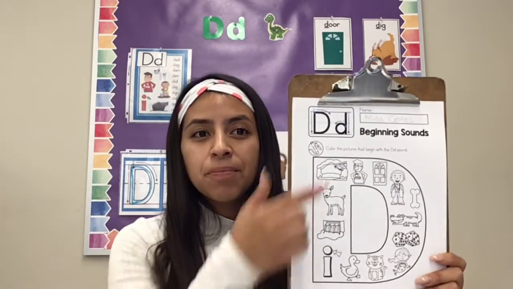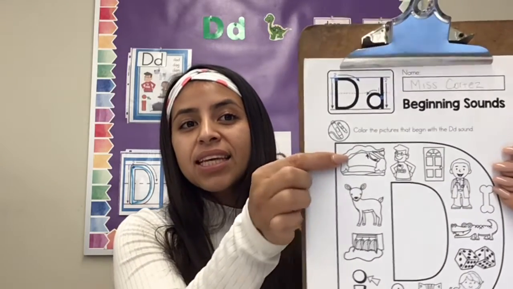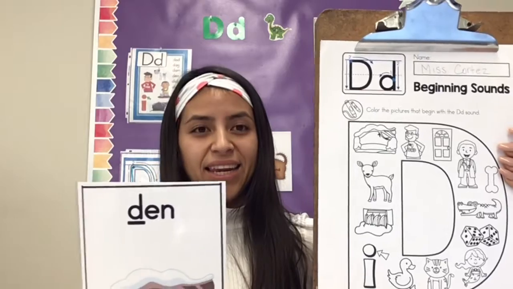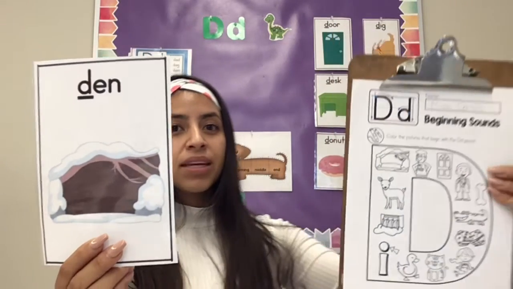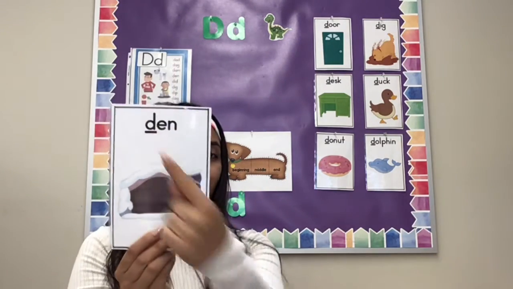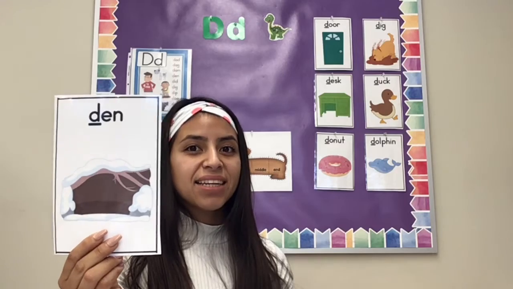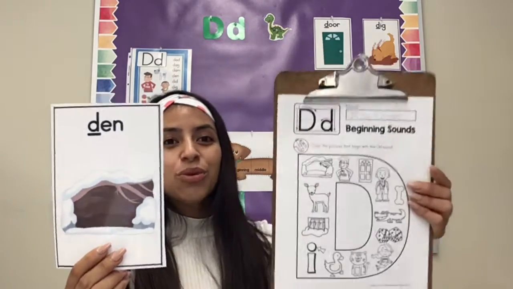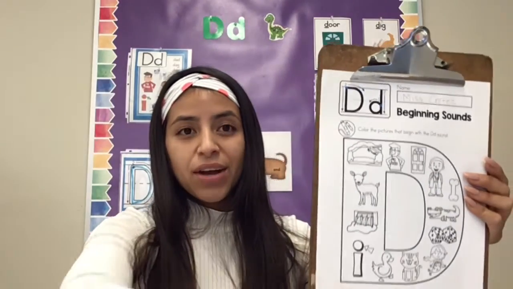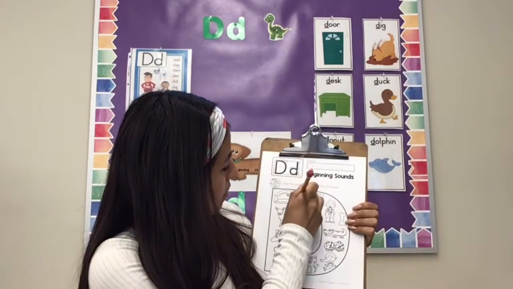sound. D, D. So if we look at our first picture, it can look like an igloo, it could look like a cave, but this is actually called a den. Now, looking at this word, does it begin with the letter D? Do you see the letter D at the beginning of the word for den? You do see it, right? So you know that this picture does begin with the D sound. So go ahead and take your picture and circle your den. And we can color that picture later.